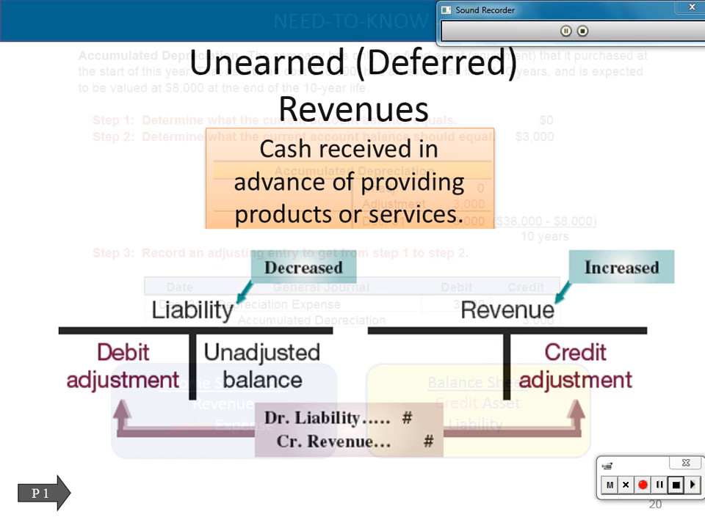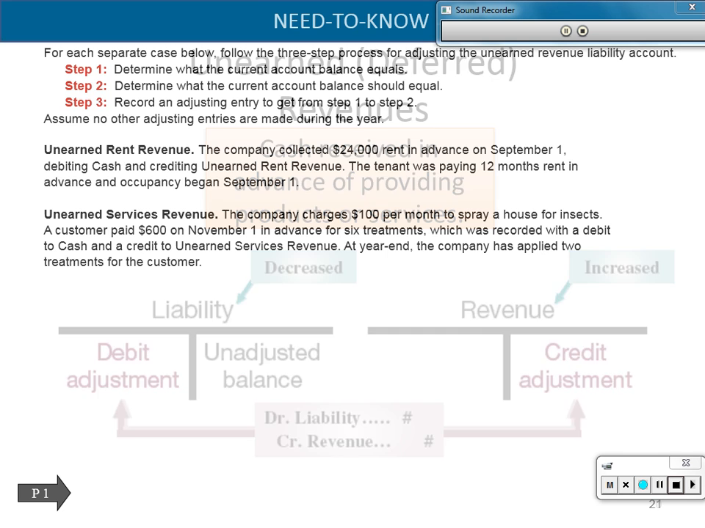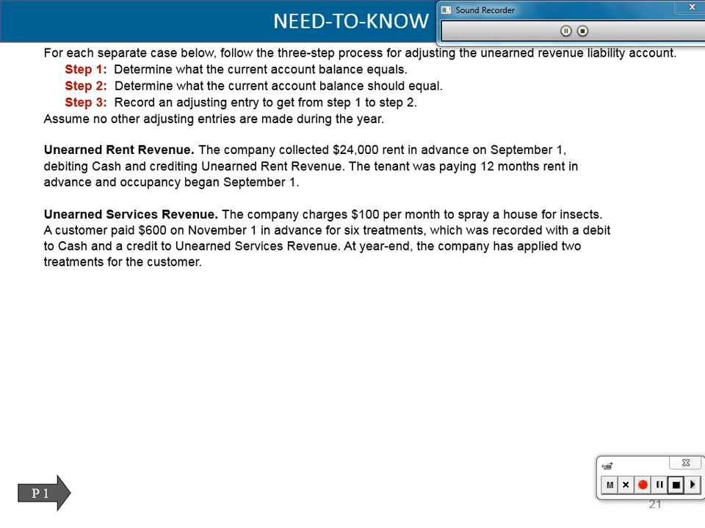Let's go on because there's a lot more to get through. Unearned revenues. I gave you the example of the concert tickets, right? Look at this. Company collected $24,000 rent in advance, debiting cash, crediting unearned rent revenue. The reason they had to do unearned rent is because had the rent been actually earned yet? No, because they paid it in advance, right? The tenant was paying 12 months rent in advance and occupancy began what date? September 1st. So for the first year, you're only going to account for how many months? 4 months.